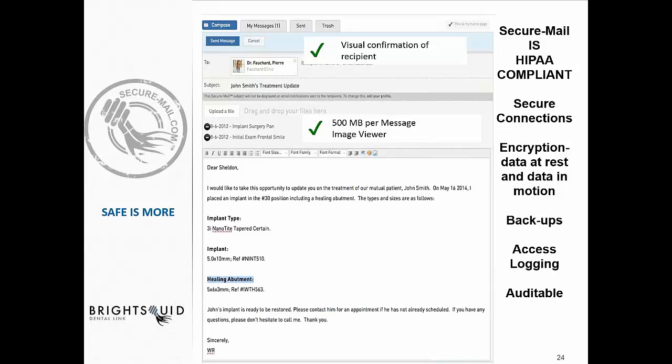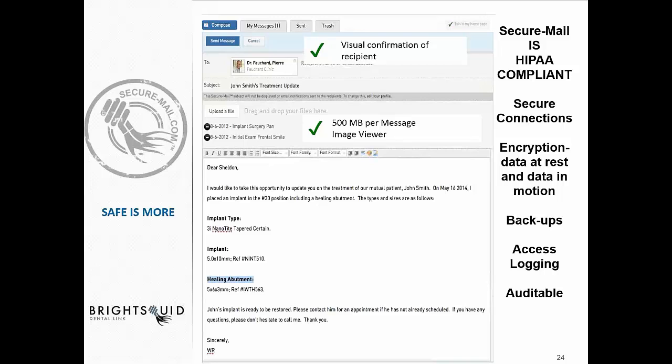If you look at the top here, we've got visual confirmation of the recipient. So again, in the example that I suggested where you can mistype an email, we've taken that one step further and actually included a picture of the person you're sending it to. Now, they would have, of course, had to upload their own picture. That's their account. But it gives you that visual confirmation that that individual is actually the one that you want to send the message to.